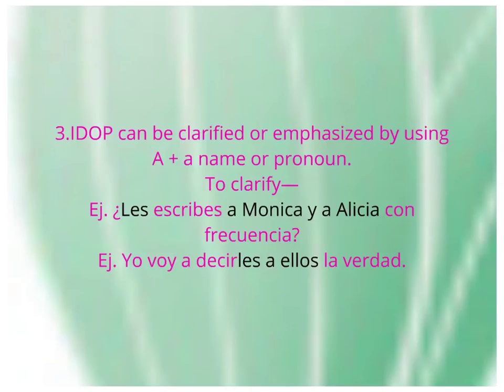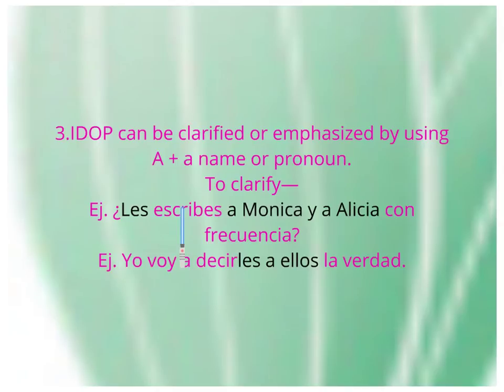This probably is used way more frequently than just a regular IDOP. To clarify or to emphasize, usually to clarify is what it's used for. So you're going to clarify it by saying a plus a person's name or a pronoun. So here it says, les escribes a Mónica y a Alicia con frecuencia.